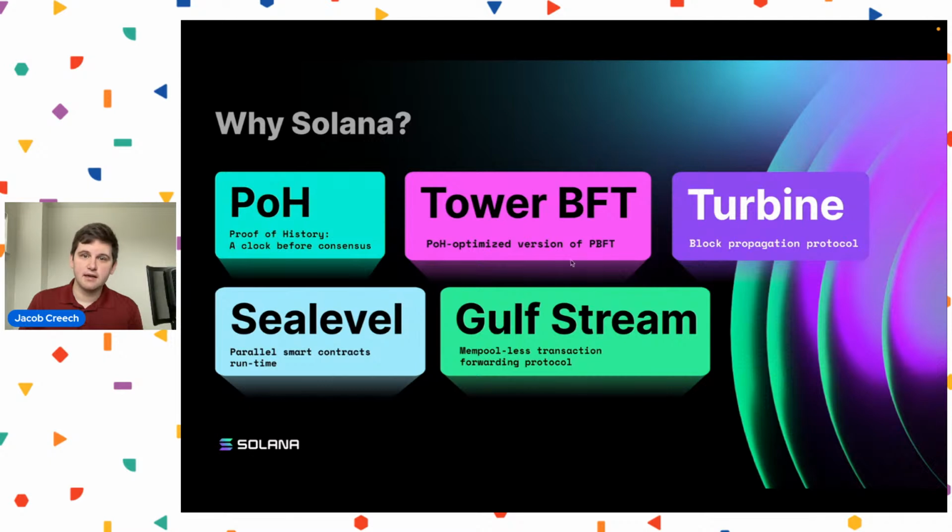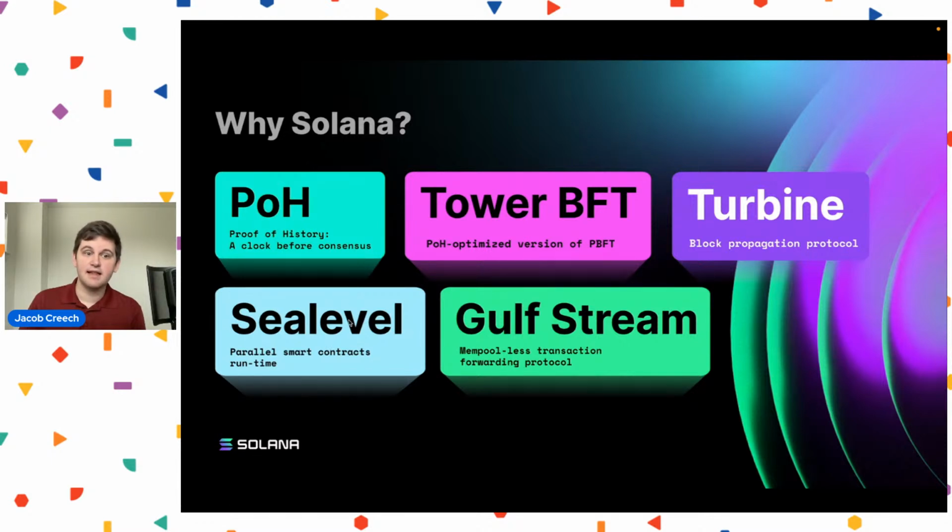Tower BFT, which is an optimized version of a consensus mechanism. How do I protect the blockchain from bad actors? Turbine, which is a way of propagating information to different people via the blockchain.